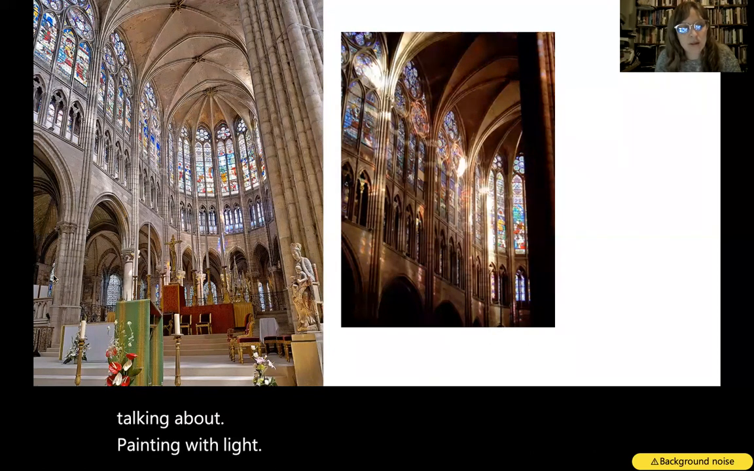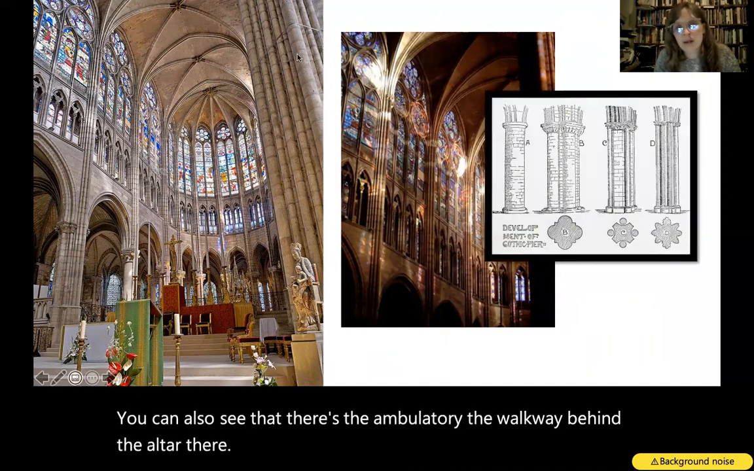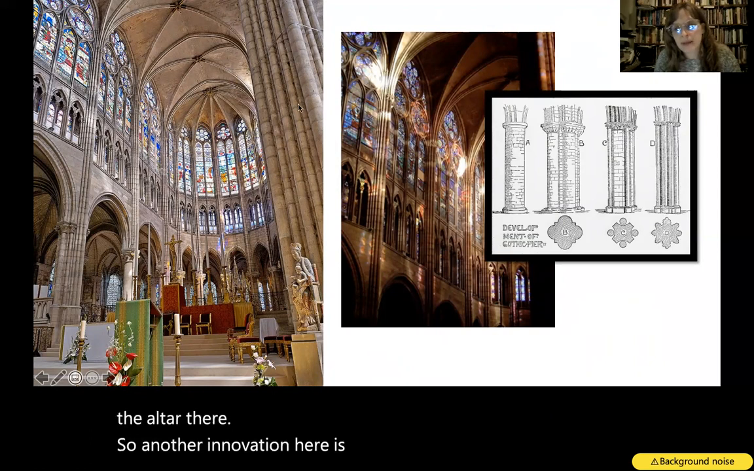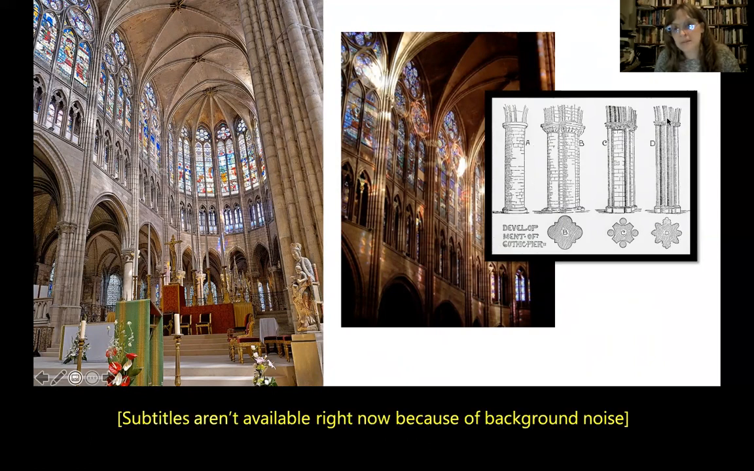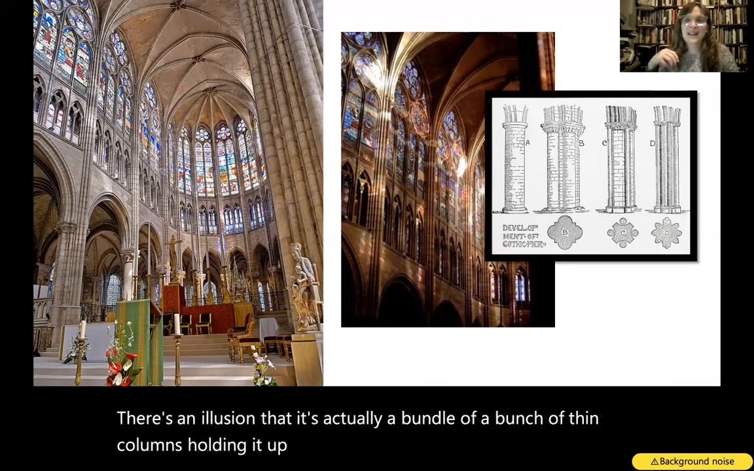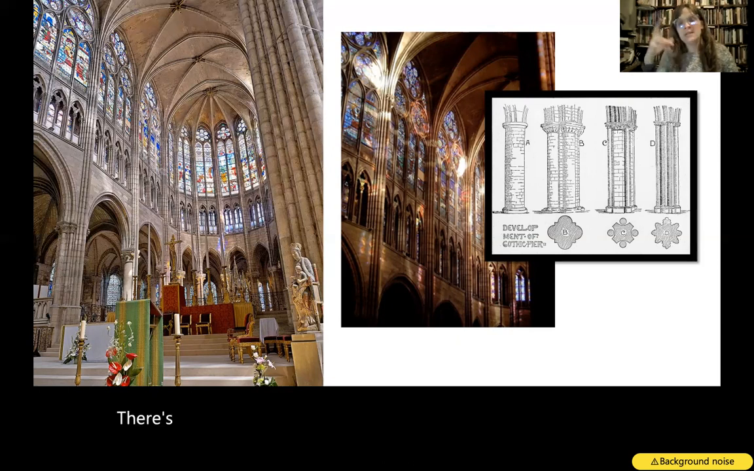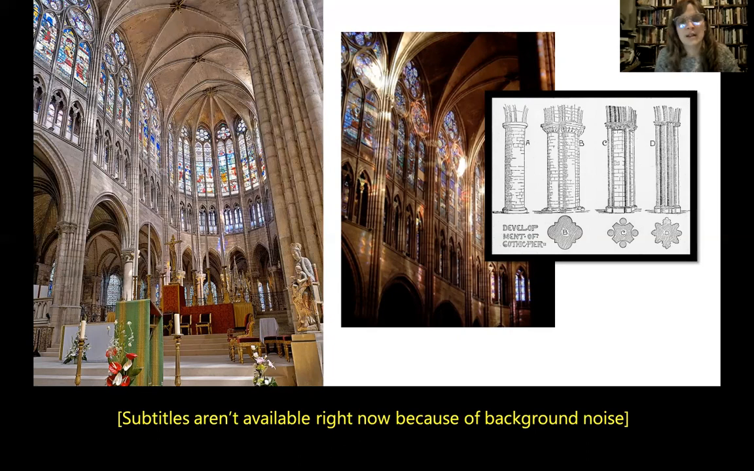And you can also see that there's the ambulatory, the walkway behind the altar there. So another innovation here is the piers, which go from being just your basic column there, and become more and more ornate. And so by kind of carving them out, there's this illusion, and this is called a bundled column. There's an illusion that it's actually a bundle of a bunch of thin columns holding it up. So again, it's kind of this graceful, illusionistic, thinking about Hagia Sophia and those basket capitals. There's an illusion of height, an emphasis on height, and an illusion of lightness in terms of materiality and not just visual light.